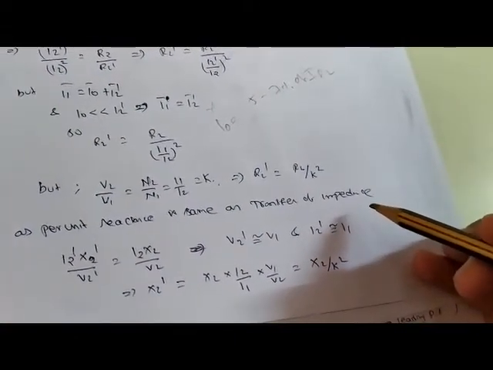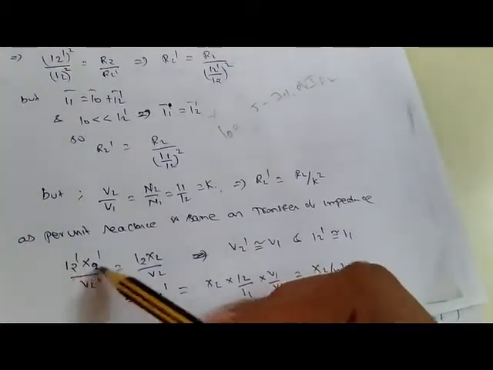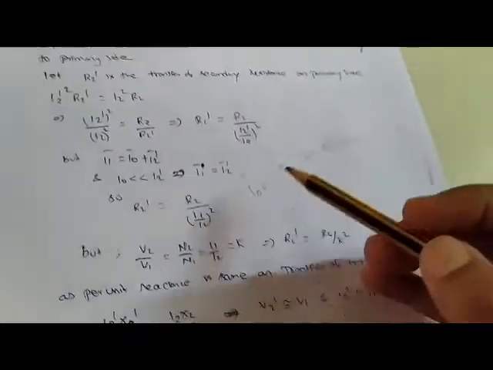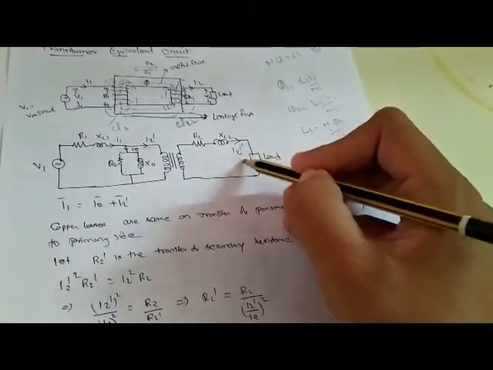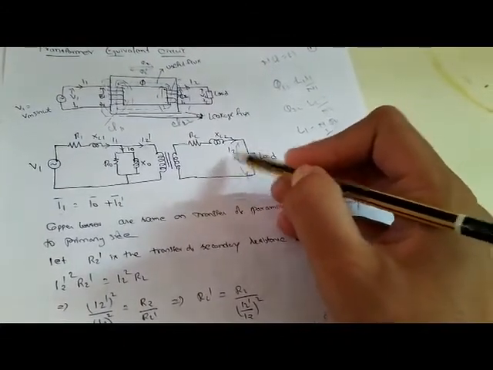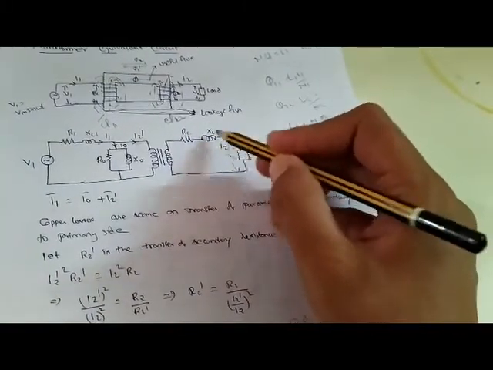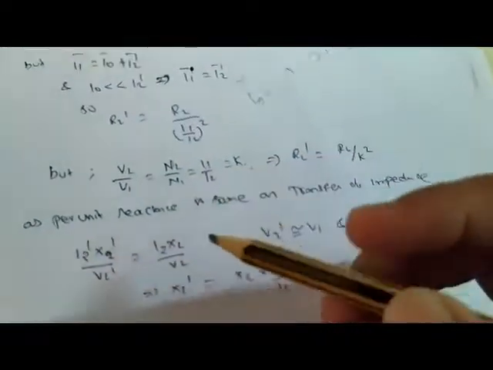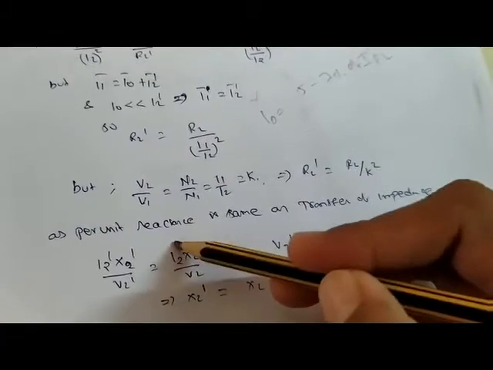As per unit reactance is the same in the transfer of impedance. Per unit reactance means, see this way. Reactance drop with respect to voltage. So what is the reactance drop? Here the voltage is V2, and the reactance drop is I2 XL2. So I2 XL2 is a voltage drop with respect to this voltage V2. So I2 XL2 by V2, this is the secondary side.